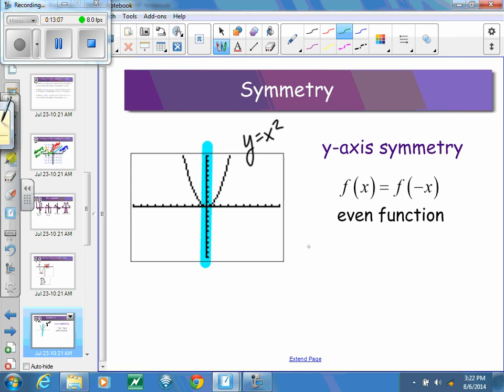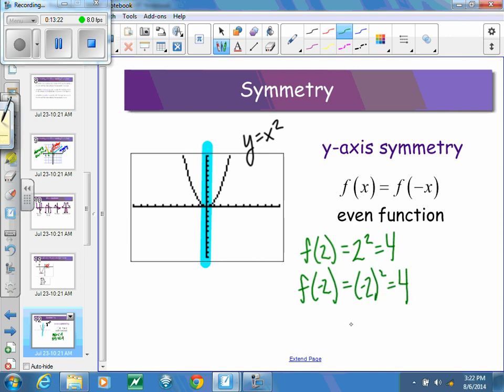And if I were to go ahead and say that f of positive 2, so 2 squared gives me 4. And if I take f of negative 2, I get negative 2 squared, which also gives me 4. So here the fact that f of 2 equals f of negative 2, this is telling me that I have y-axis symmetry. And overall, this is going to tell me that I have an even function.